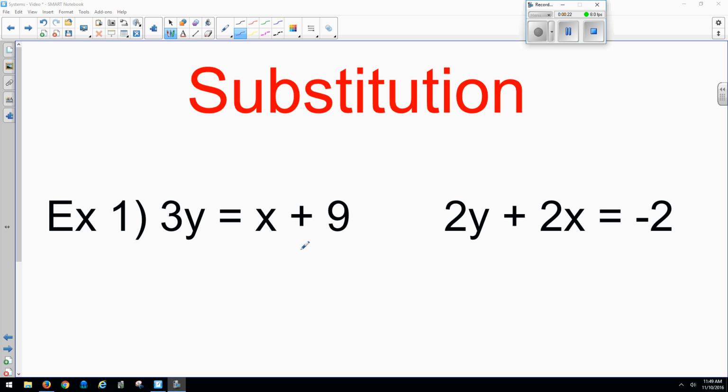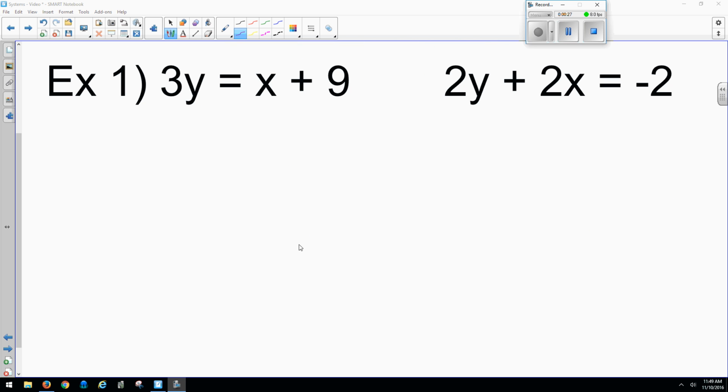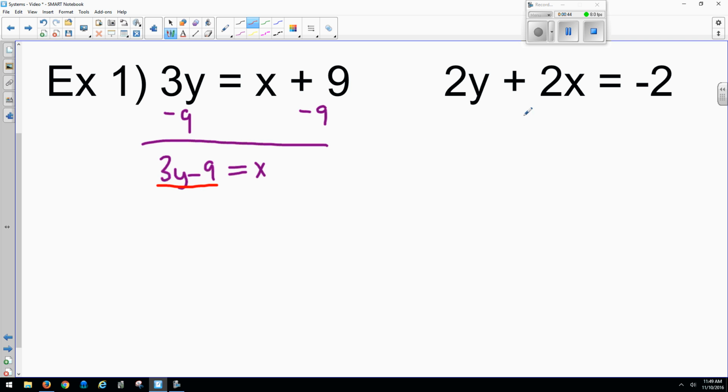And so when I'm looking at the two equations I have to work with in this first example, I can see that x is by itself right here. So that looks like it would be a pretty easy one to use. So I'm going to go ahead and subtract 9 from both sides and just get x by itself. And then I'm going to take what x is equal to, this whole entire thing, and substitute it for the x in the second equation.